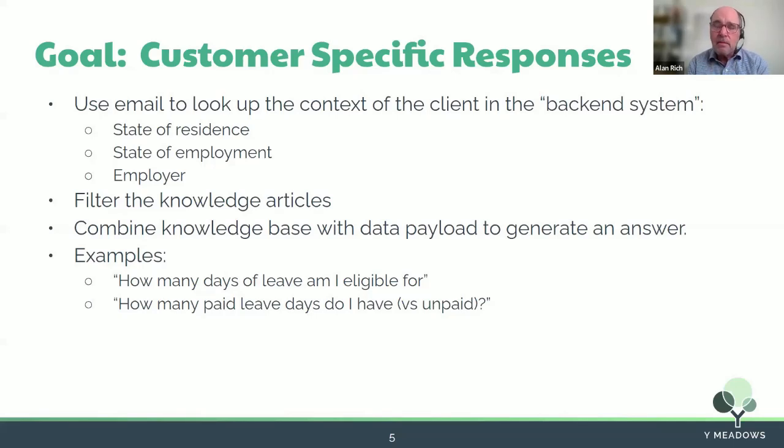You're starting to see a lot happening with knowledge bases, but it's much more valuable when you can combine that with real world data about that customer. So if the customer here says, how many days of leave am I eligible for? Well, that would depend on the state that they're in, and who their employer is, and the size of the employer, and the policies. All that kind of stuff gets looked up before it goes to the knowledge base.